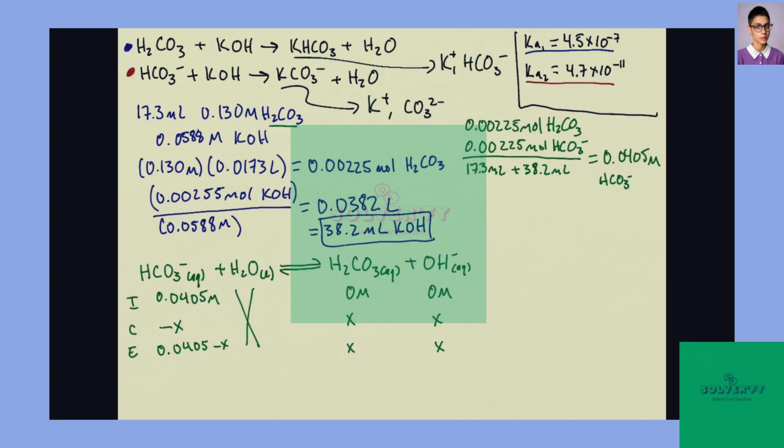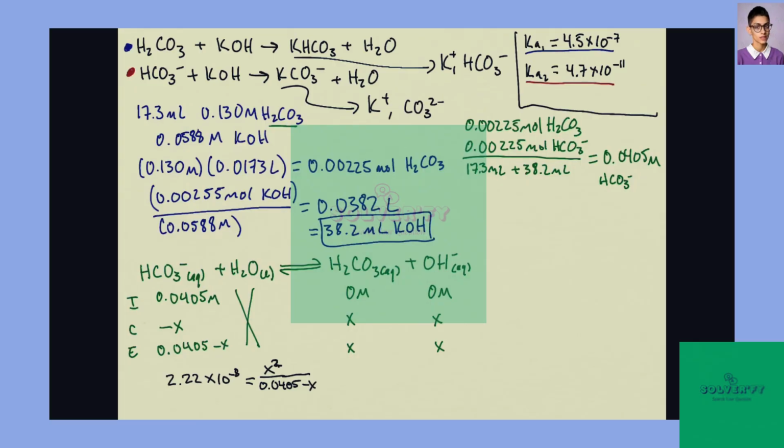Here, using the value of Ka that we have for H2CO3, we can solve for the Kb of HCO3 minus, and we get 2.22 times 10 to the negative 8th. And we know that the Kb is equal to the concentration of the products. So the concentration of H2CO3 at equilibrium multiplied by the concentration of OH minus at equilibrium, which is X squared, divided by the concentration of HCO3 minus at equilibrium, which is 0.0405 minus X.